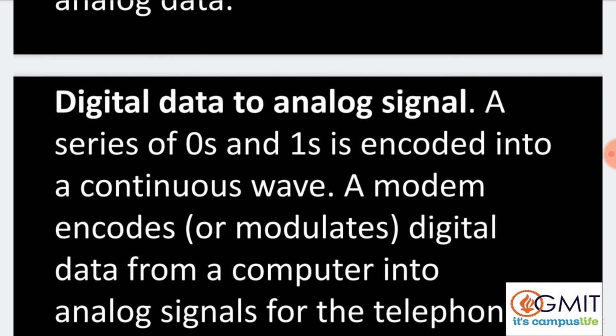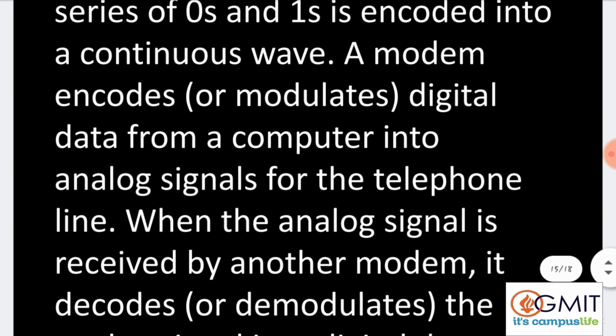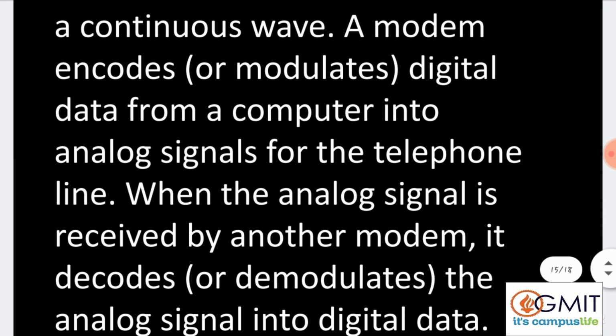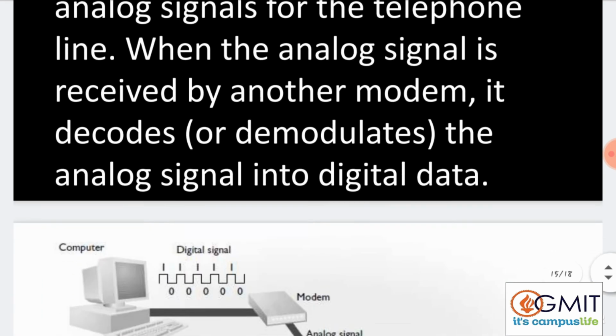Digital data to analog signal. A series of zeros and ones is encoded into a continuous wave. A modem encodes, or modulates, digital data from a computer into analog signal for the telephone line. When the analog signal is received by another modem, it decodes or demodulates. So what a modem actually does is modulate and demodulate the analog signal into digital data.